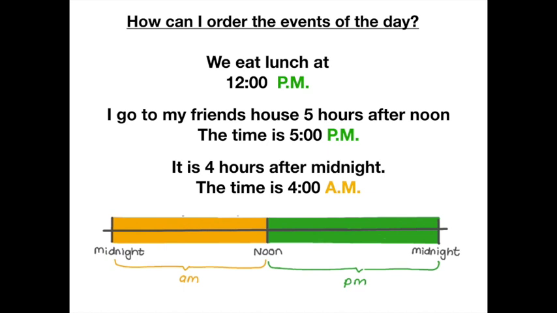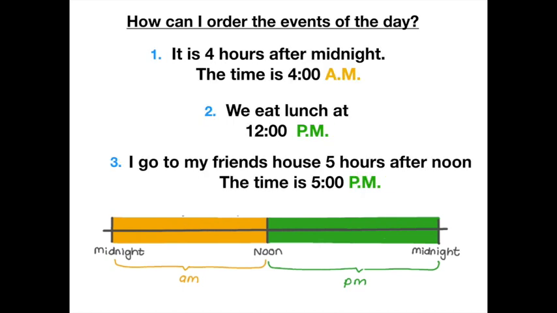I know that I probably didn't eat lunch first, right? Something else occurred before 12 PM. Well, I know that the days always start with AM. So I'm going to go ahead and say that 4 AM comes first. Then I just have to order 12 PM and 5 PM. Which one comes very last? Well, I know that 5 PM comes last because it is 5 hours after noon.